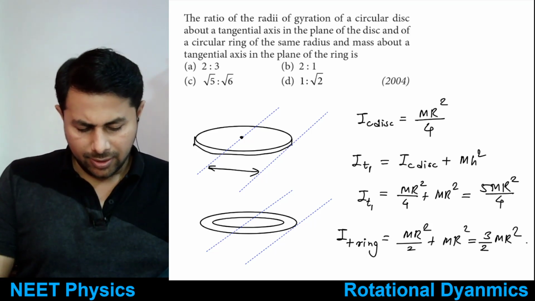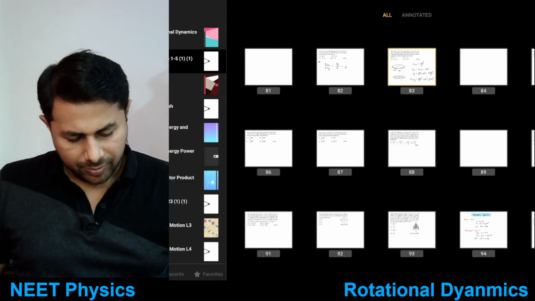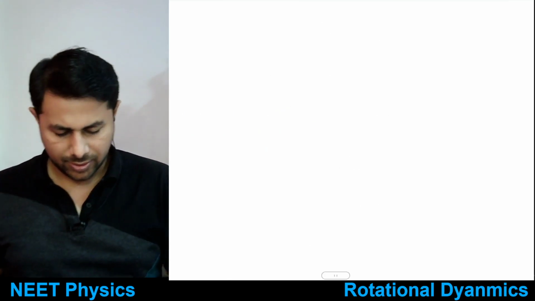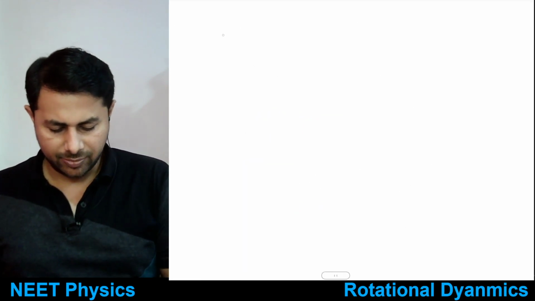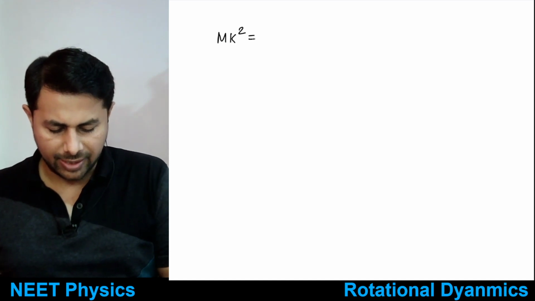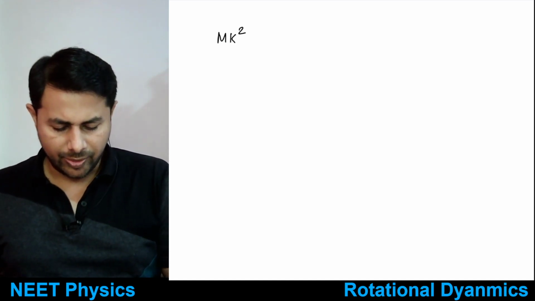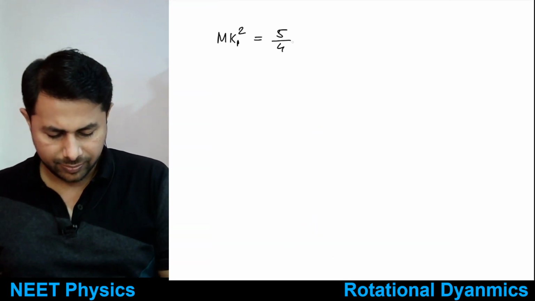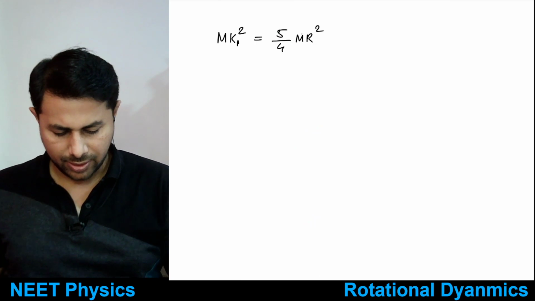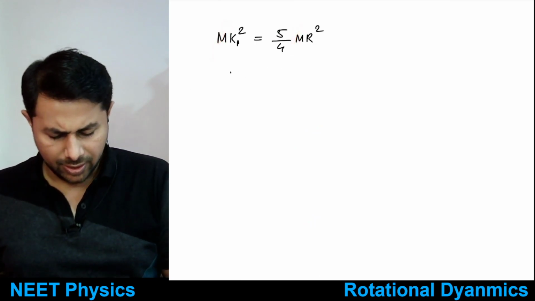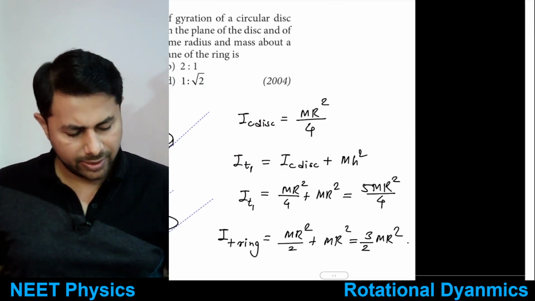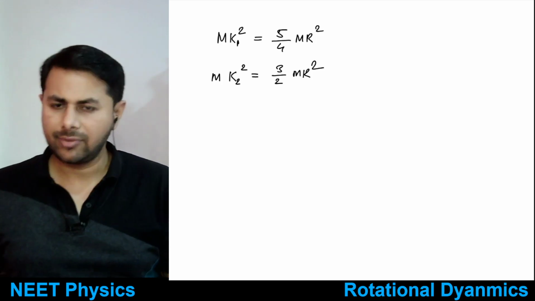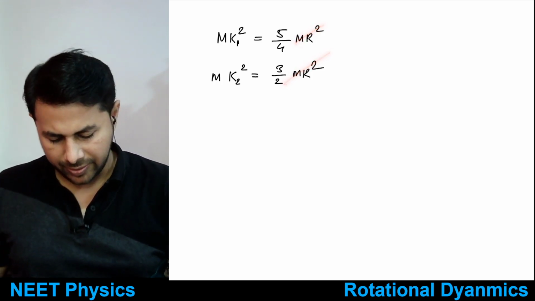Okay. So then you found the moment of inertia, but what do you want? Basically, you want the ratio of radius of gyration. Okay. So to find radius of gyration, you equate the moment of inertia with mk square. For the disk, mk1 square is equal to 5 by 4 mr square. And for the ring you have k2, so m times k2 square is 3 by 2 mr square. Again, you cancel out mr square everywhere.